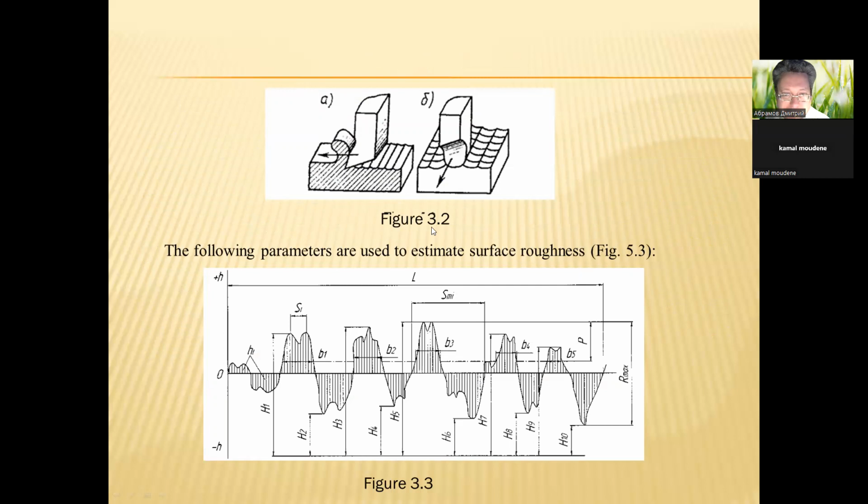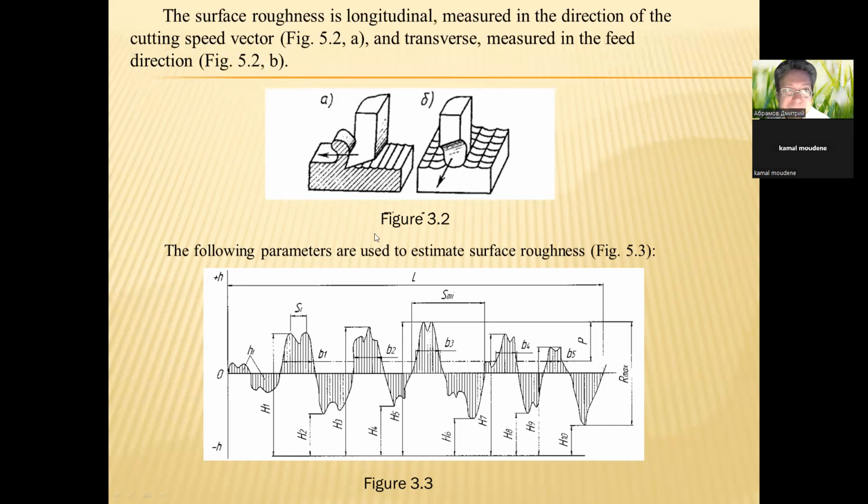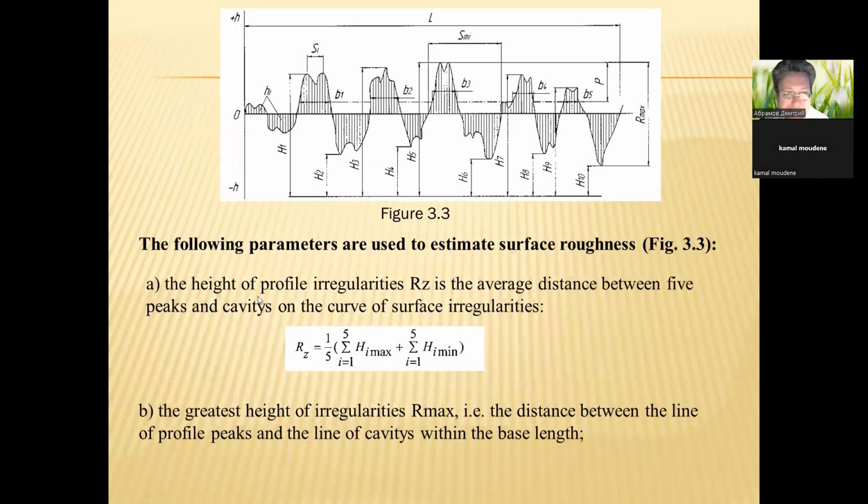Now in figure 3.2, you can see the process of cutting. The following parameters are used to estimate surface roughness that you can see in figure 3.3. So the surface roughness is measured longitudinally, in the direction of the cutting speed vector, and transversely, in the feed direction. So the following parameters are used to estimate surface roughness.